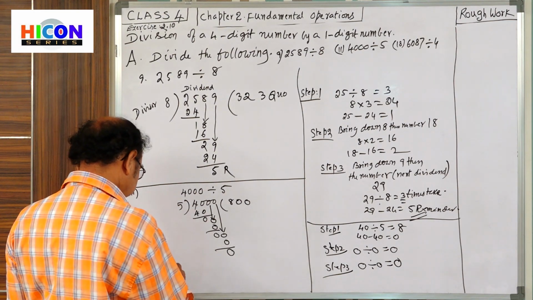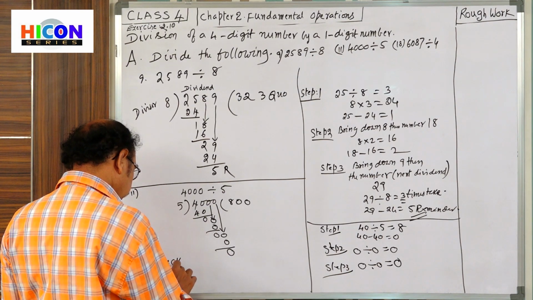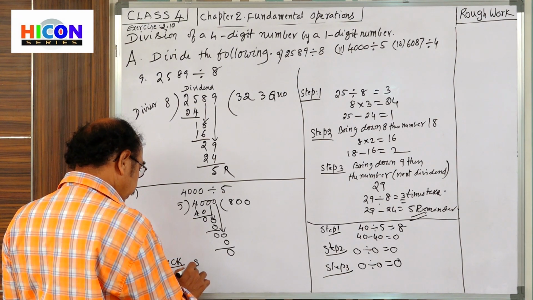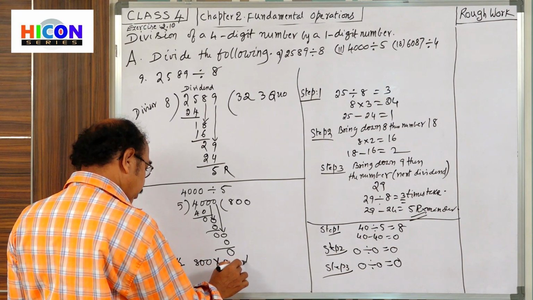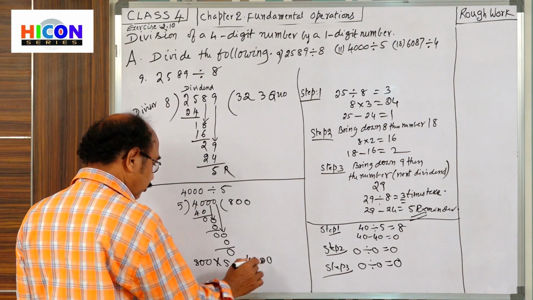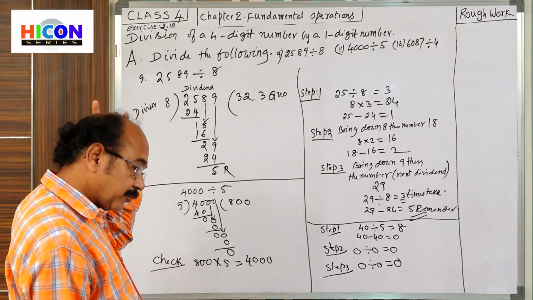Check. 800 into 5 is equal to how much? 5 8s are 40, and 2 zeros. 4,000. Like this.